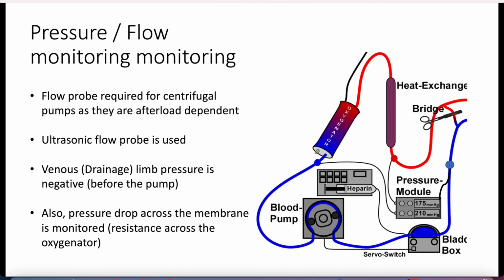This is not so much of an issue now because most of the hollow fiber oxygenators offer very low resistance to blood flow. However, the pressure on the return line post-oxygenator could give you some information about the systemic vascular resistance or kinks in the return line. We will talk in a future video a little bit more about how to interpret these pressures.